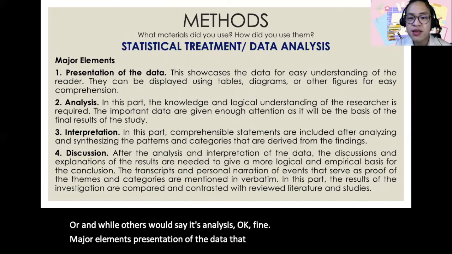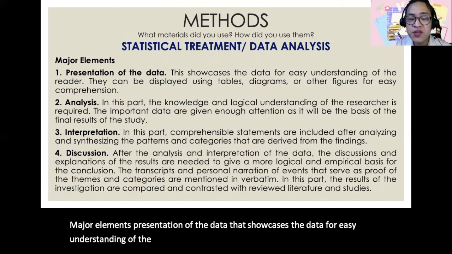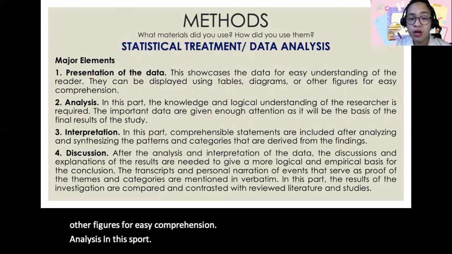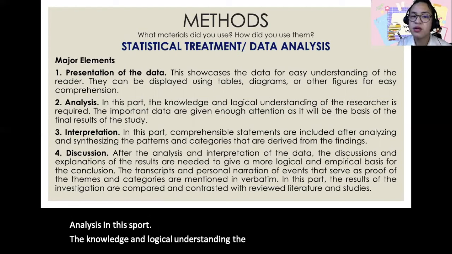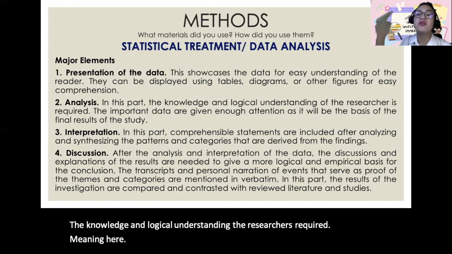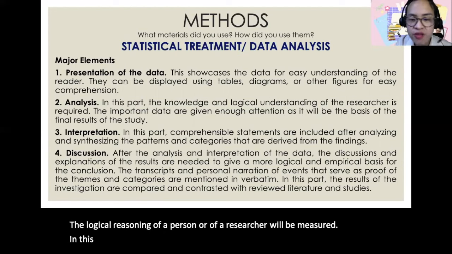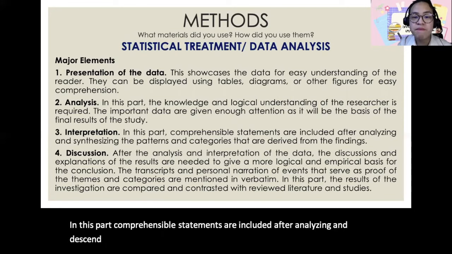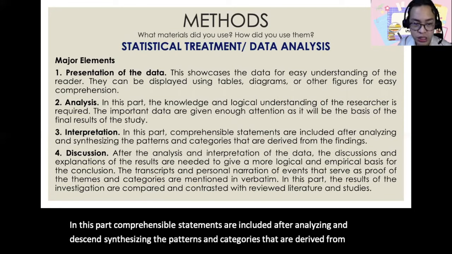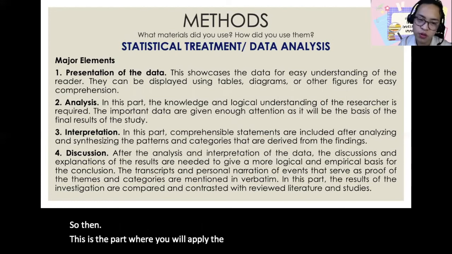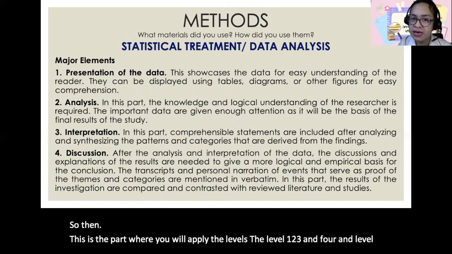This showcases the data for easy understanding of the reader. They can be displayed using tables, diagrams, or other figures for easy comprehension. Analysis: in this part, the knowledge and logical understanding of the researcher is required. Meaning here, the logical reasoning of a person or of a researcher will be measured. Interpretation: in this part, comprehensible statements are included after analyzing and synthesizing the patterns and categories that are derived from the findings. So then, this is the part where you will apply the levels, the level 1, 2, 3, and 4. And level 4 should never be missed.